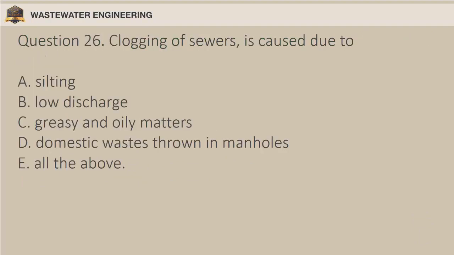Question 26. Clogging of sewers is caused due to A. Silting. B. Low discharge. C. Greasy and oily matters. D. Domestic wastes thrown in manholes. E. All the above.